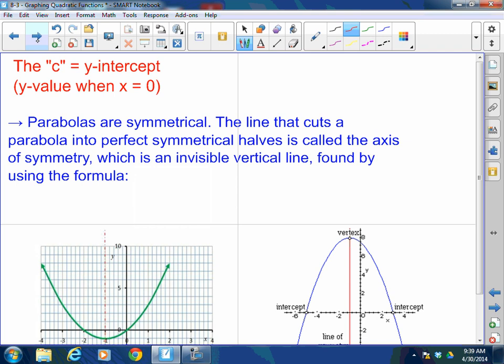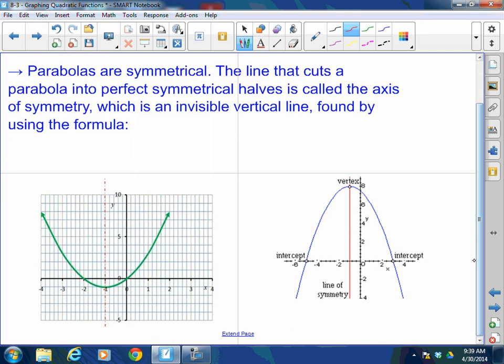Yesterday we learned that parabolas are symmetrical. That means that if I were to fold the parabola in half, every single point of one side will touch every single point of the other side. It's a perfect half. That means it's symmetrical.